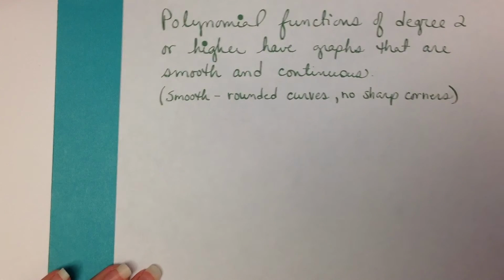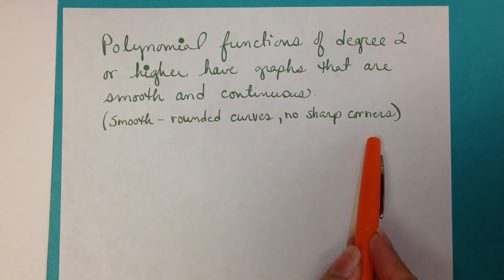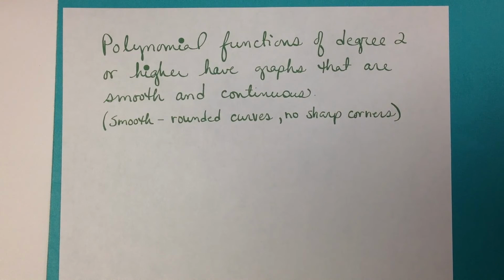Okay, here's a little description of polynomial functions that you'll need to write down. Polynomial functions of degree 2 or higher. So this does not include polynomials to the first power, because polynomials to the first power are actually just lines. So for second degree or higher, the graphs are smooth and continuous. What it means by smooth is what I refer to as having hills and valleys. You know, smooth rounded curves. You can't have any sharp corners in your graphs.